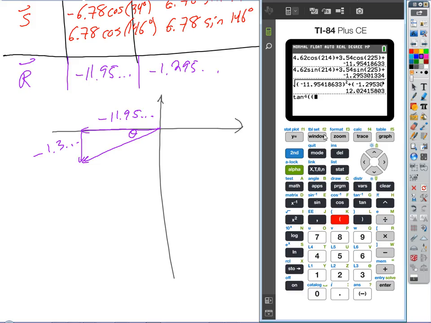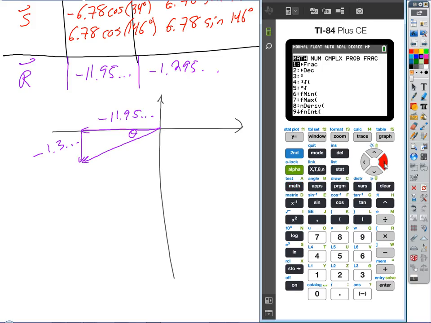Then we'll do second tangent of, oops, didn't mean to do that. How do I make that answer positive? It's kind of mathematical hocus pocus. How do I make any number positive? Times by -1. But what if it's already positive? Then times by 1. There's a function that does that for me: absolute value. Here's an easy way to get to it. All you do is hit math, scoot over to number, and it's your first option, ABS.